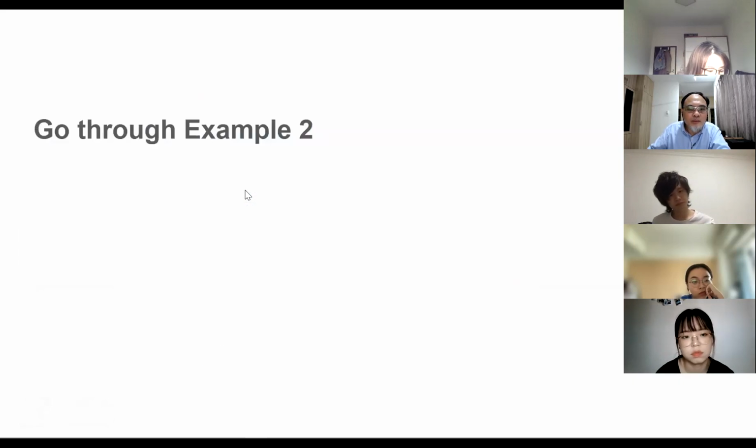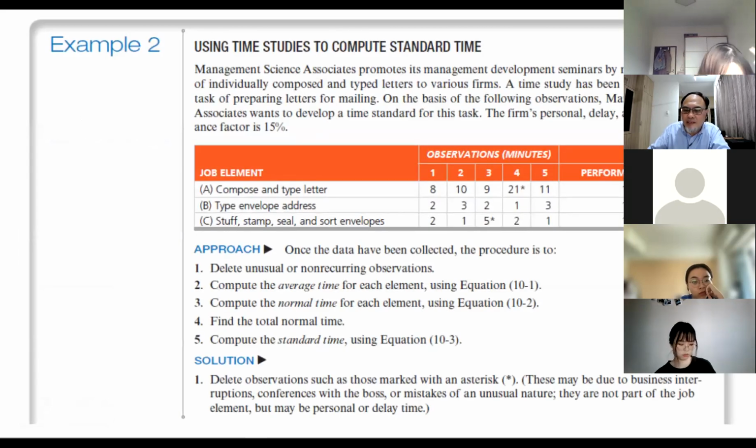So I'm going to go through example 2 briefly. If you have any questions, please stop me. Now this is the data that has been taken. A standard study has been conducted on the task of preparing letters for mail. It has been broken down into 3 job elements, A, B, C, with 5 observations, 5 cycles.